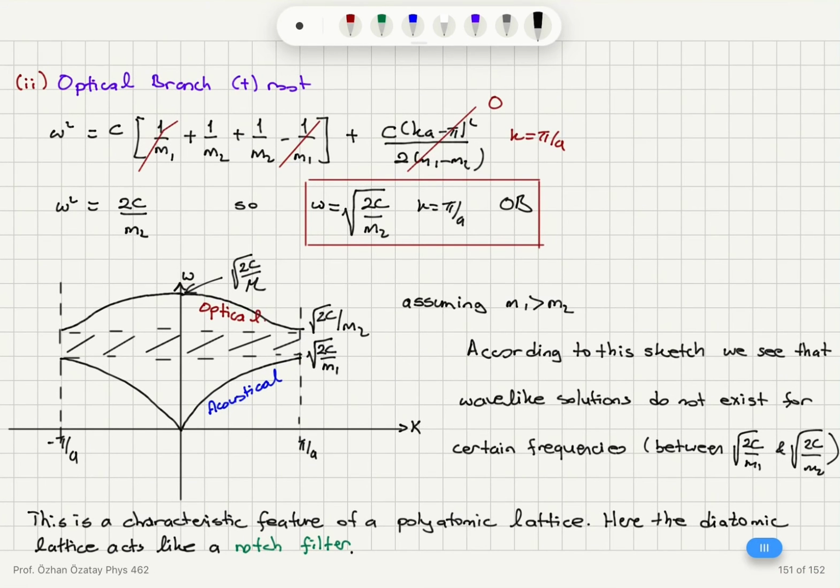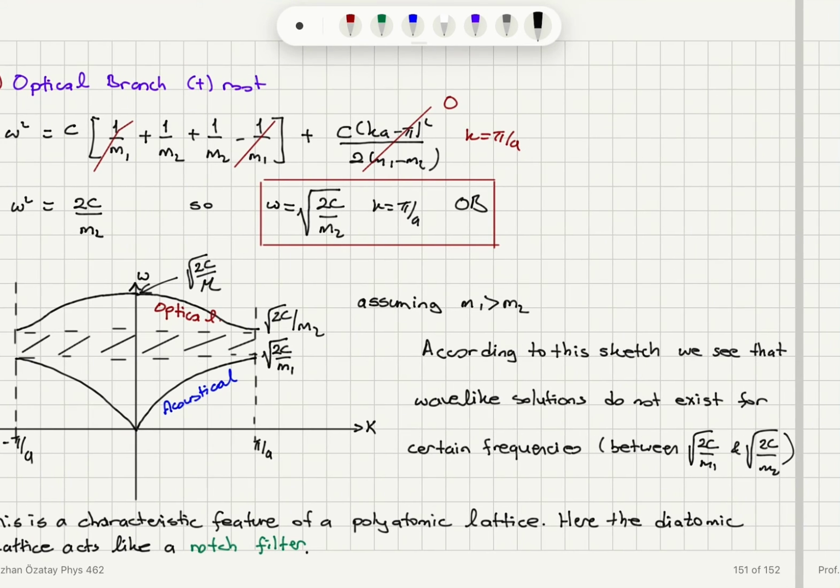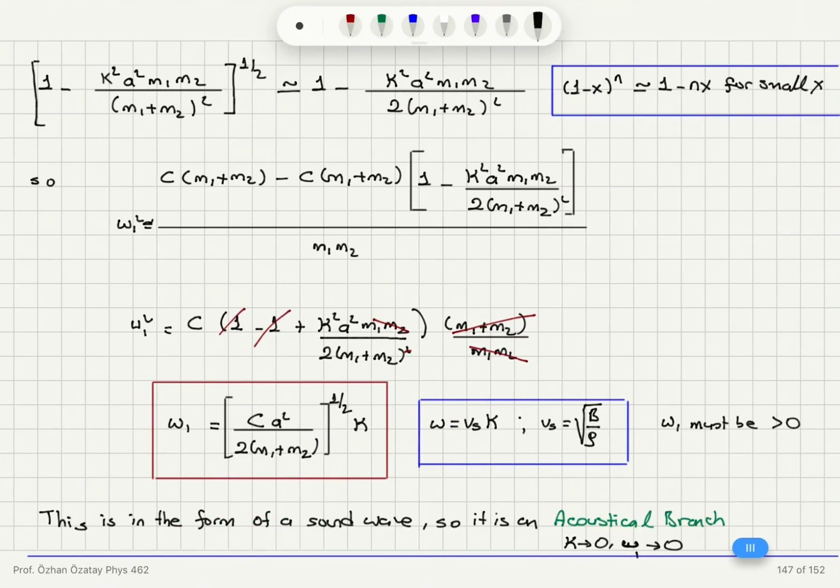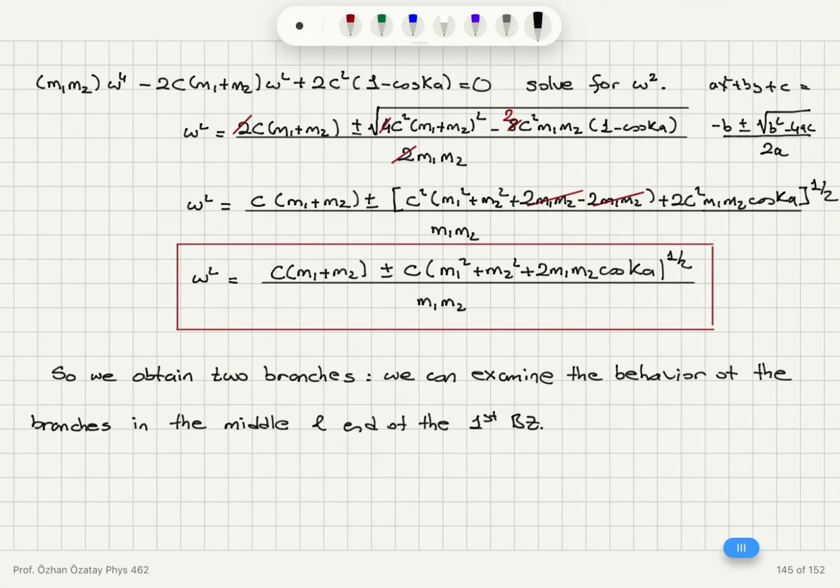So what does that mean? I have plotted this assuming m1 is greater than m2. Wave-like solutions will not exist for angular frequencies between the square root of 2c over m1 and the square root of 2c over m2. It's a characteristic feature of a polyatomic lattice, and we can see that here the diatomic lattice acts like a notch filter.